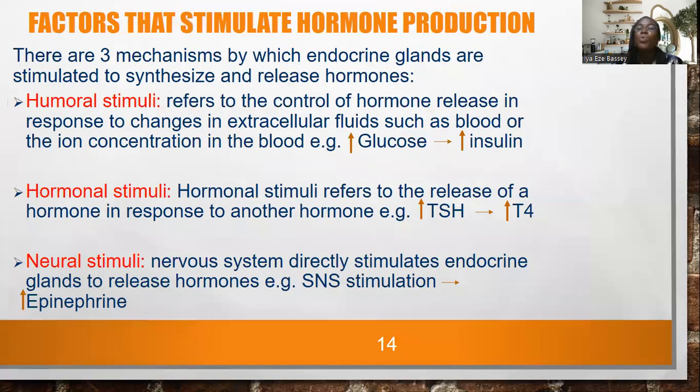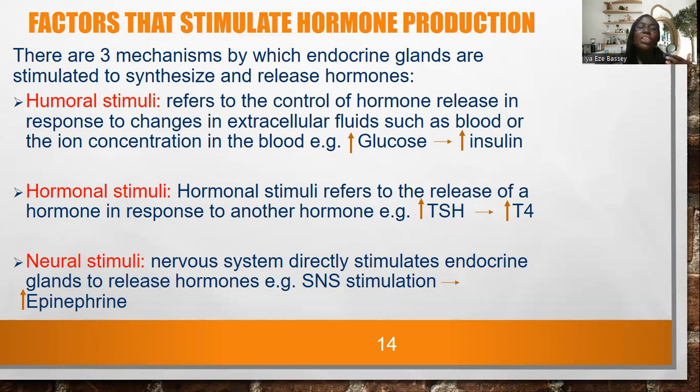All right. So what are the factors that stimulate hormone production? If you do remember in our earlier slides, we said that hormone production is stimulated by specific stimuli. And these stimuli include humoral stimuli, hormonal stimuli, and neural stimuli. Neural stimuli, remember the neuroendocrine system? We have come back to it again.